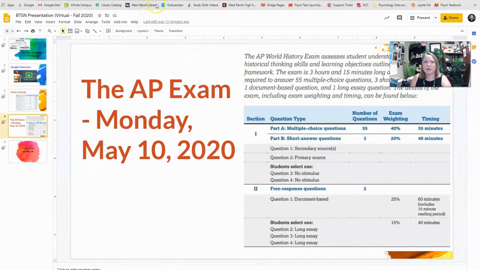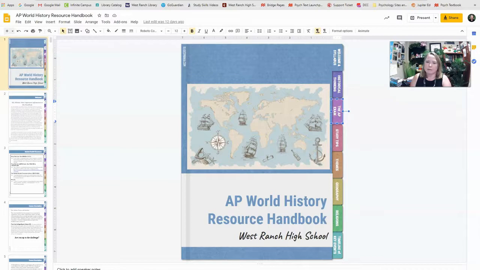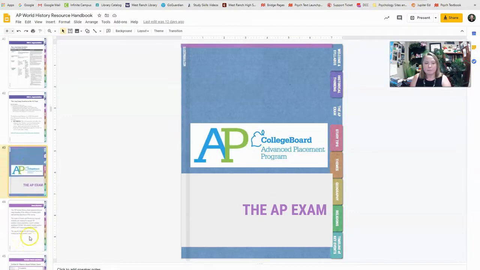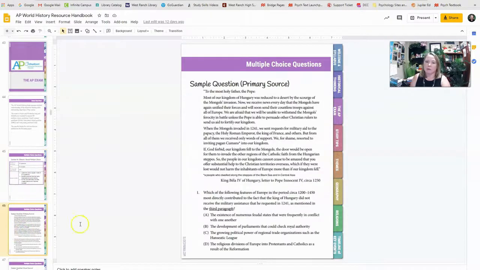The students have in Google Classroom this resource handbook that I gave them at the beginning of the year, and this pretty much has the kind of meat and potatoes of the entire course. It's really the core elements of the course with lots and lots of different examples. So if I go to the AP exam section here, I have it broken down by each type of question and then some sample questions that come after it.